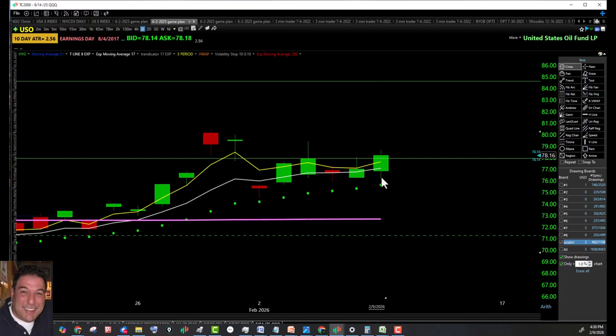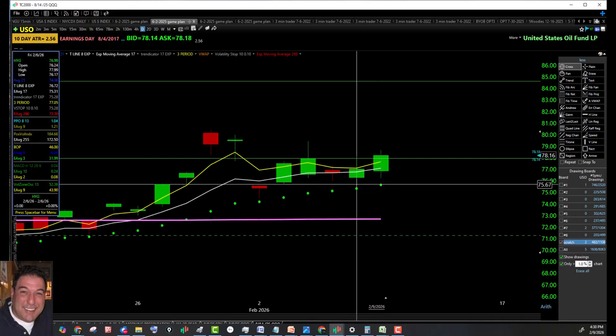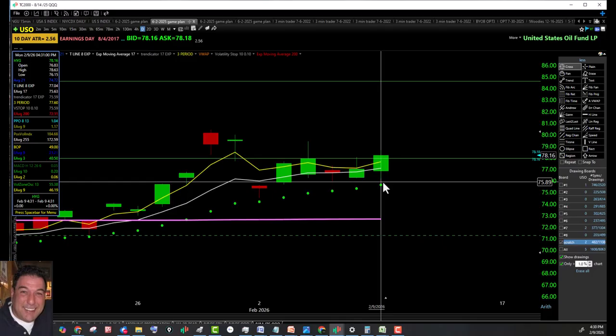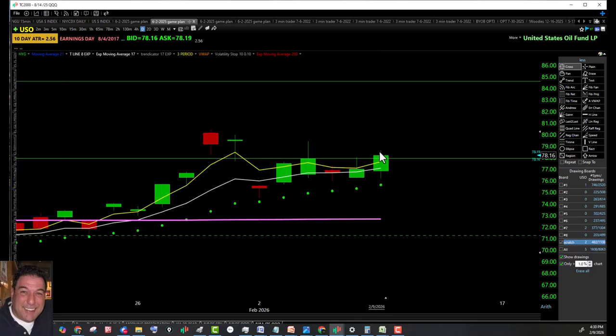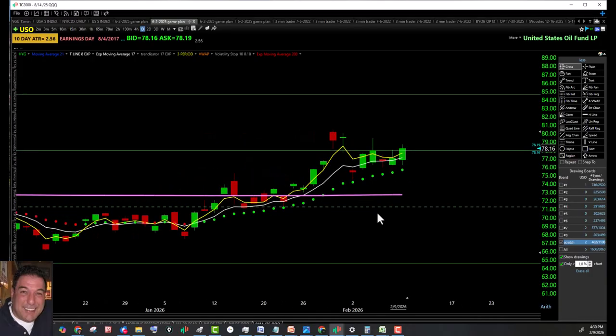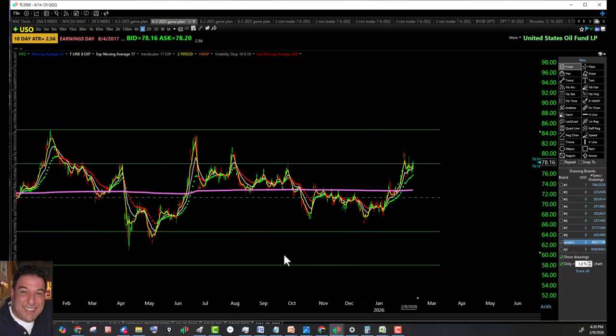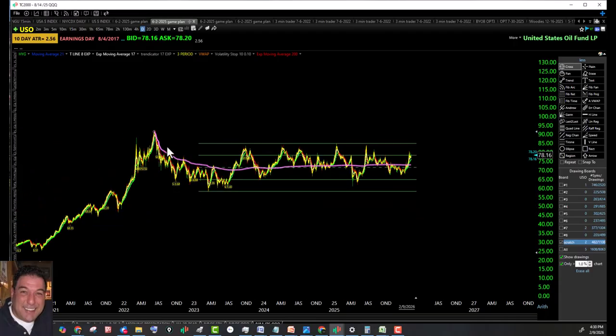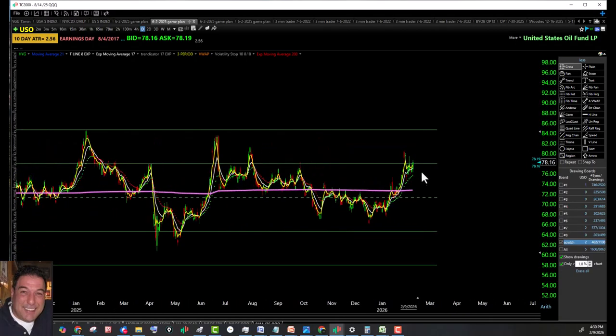17.15. Outside day. Higher high, lower low, closing over a bullish trap, over the 17. See this? This is a 4-year high anchored VWAP, that pink line. That's a post-COVID high right there.